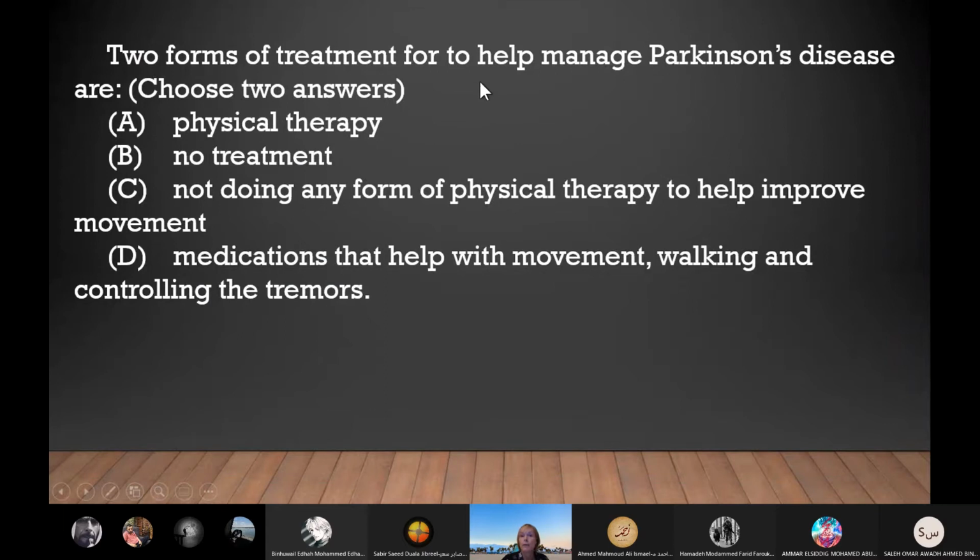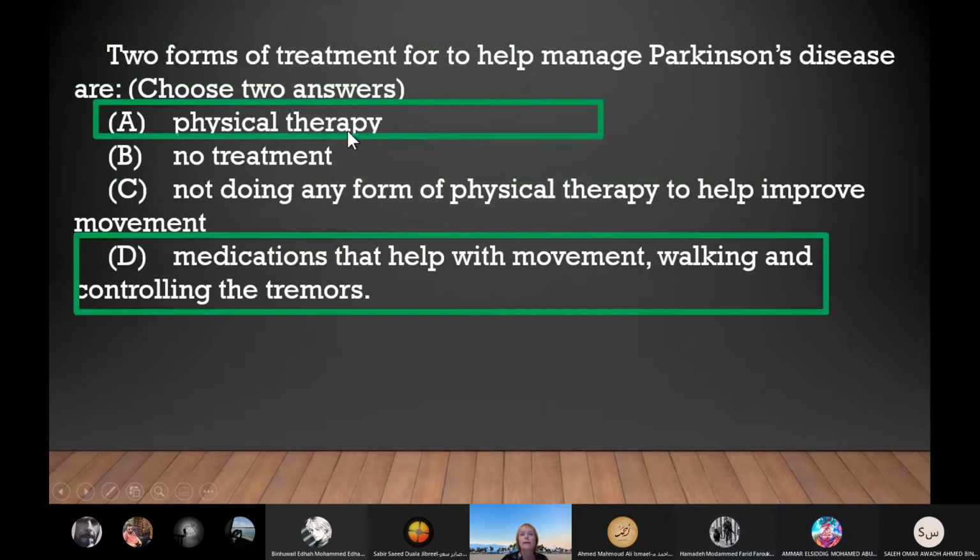Okay, so two forms of treatment to help manage Parkinson's disease. What did we say are the two forms of treatment for Parkinson's? Physical therapy. Yes, physical therapy. Medication that help with movement. Yes, that's right. So medications for movement and physical therapy for your strength.